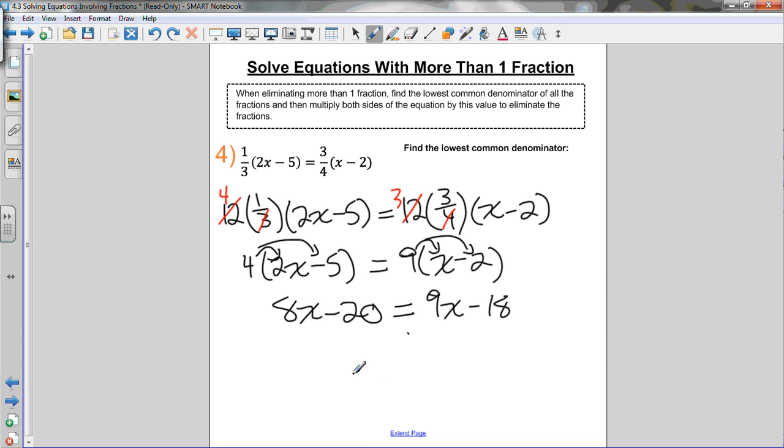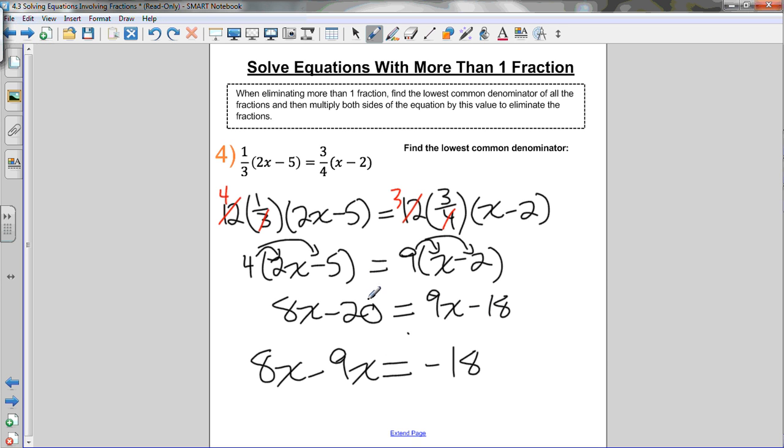I'm going to bring them, well, for consistency, I'll just bring them to the left for this time, okay? And I'll move the constant terms to the right. So on the left, I already have an 8x, and I need to bring this positive 9x to the left. It's going to become minus 9x. And on the right, I have negative 18.